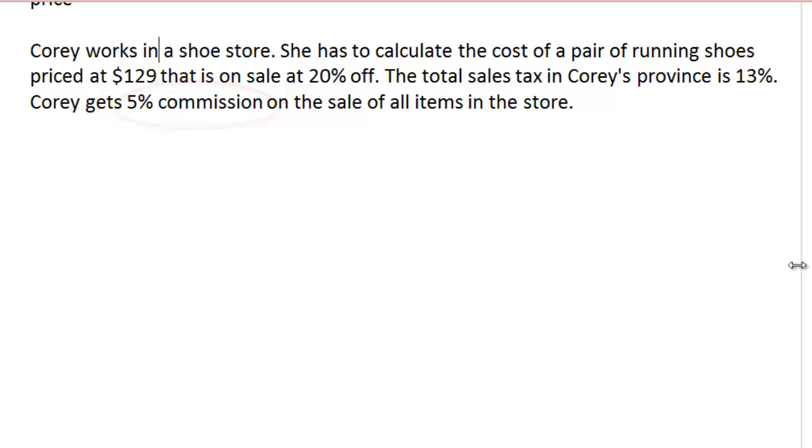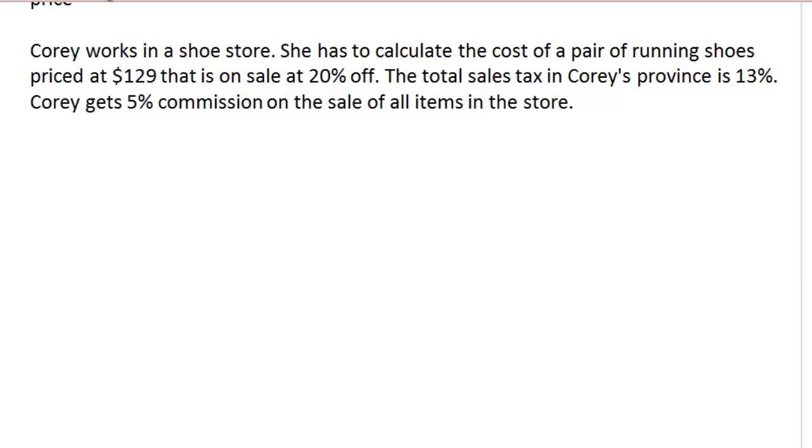So as you can see, in this example, we will see the discount, the tax, and the commission in one problem. So let's start from the beginning. Corey works in a shoe store. She has to calculate the cost of a pair of running shoes priced at $129 that is on sale at 20% off. So the discount here is 20% off.